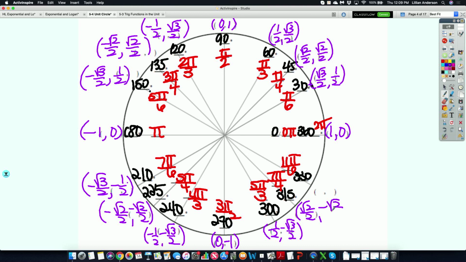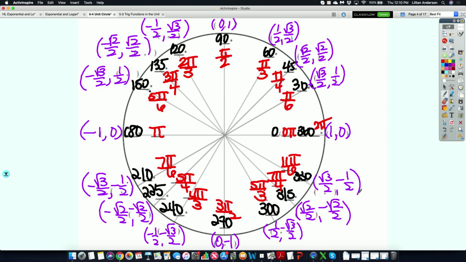Very good. And then 330 and negative 1/2, okay? Like I said, if you know the first quadrant, you know all the other ordered pairs because they just line up, okay? You just got to be careful of your sign.